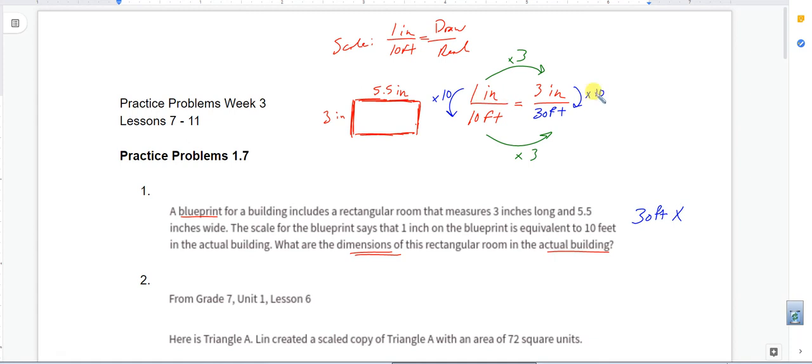by, well, we got to do the same scenario here for the 5.5. 5.5 inches. What would that be in feet? Well, I think the easiest connection is the top to bottom. You just multiply it by 10, and you got it. So we multiply this by 10. We get 55. Remember to change it to feet. It's not 55 inches. So in real life, we have a 30 by 55 foot rectangular room, and that is the dimensions of the room in the actual building.